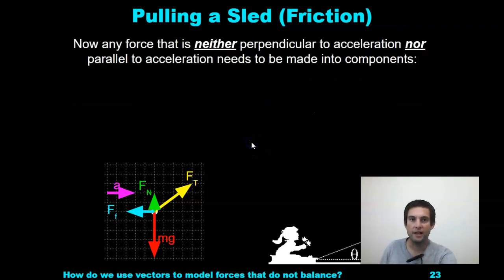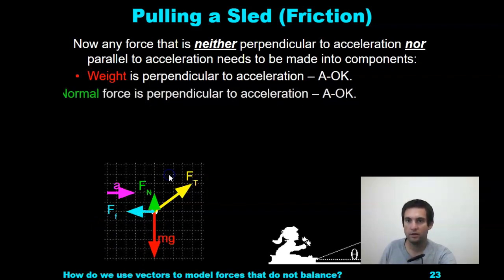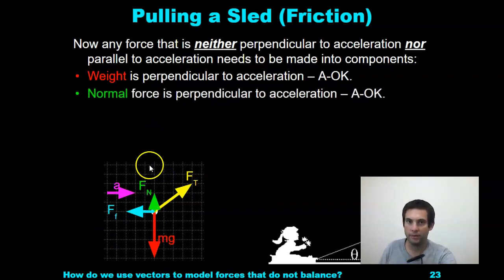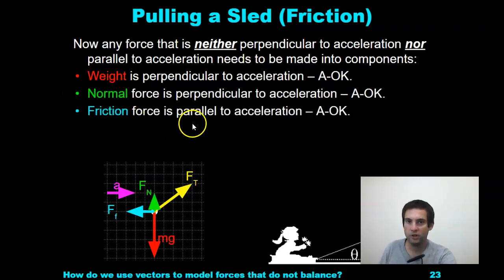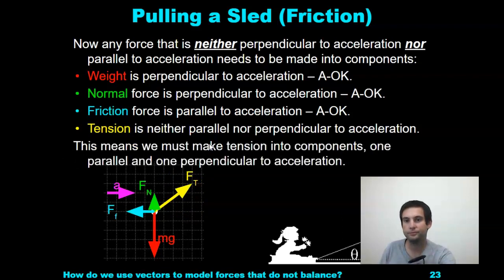Now any force that is neither perpendicular nor parallel to acceleration needs to be made into components. Weight is perpendicular, so it's good. We have the normal force, perpendicular, we're good. Friction is parallel, so we're good. Tension is neither parallel nor perpendicular to acceleration, so we need to break that one into components. This means we need to make tension into components, one parallel and one perpendicular.